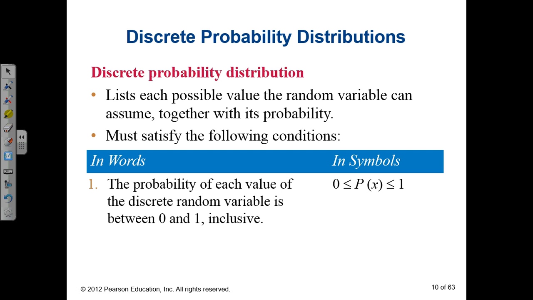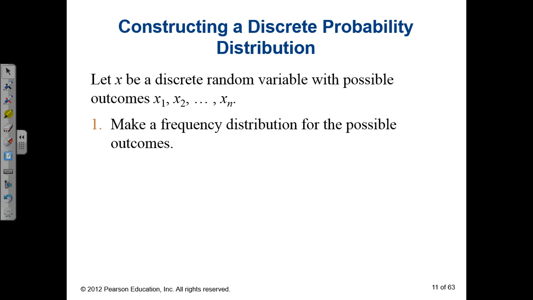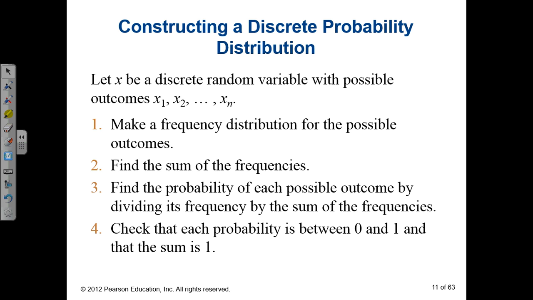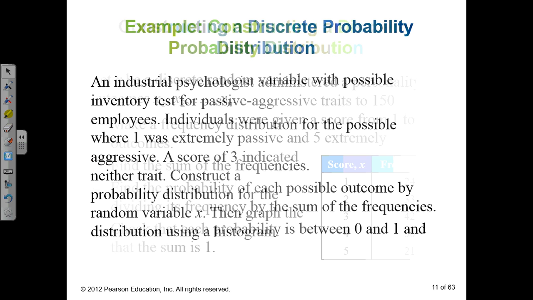So, in other words, remember from probability, all probabilities have to be between 0 and 1. So the probabilities in a probability distribution must also be between 0 and 1, inclusive of 0 or 1. And the sum of all the probabilities has to equal 1. So how do we construct a discrete probability distribution? Well, the first thing we do is make a frequency distribution. Then we find the sum of the frequencies. Then find the probability of each of these possible outcomes by dividing frequency by the sum of the frequencies. And then check that each probability is between 0 and 1 and that the sum is 1.